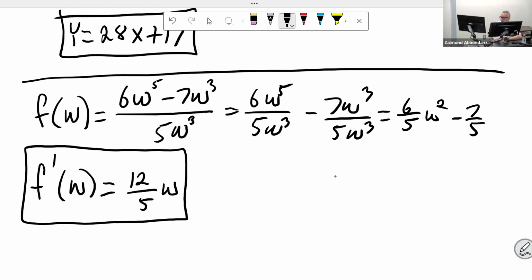Certainly several more steps. And the more steps you have, of course, the more likelihood that you'll make an error.